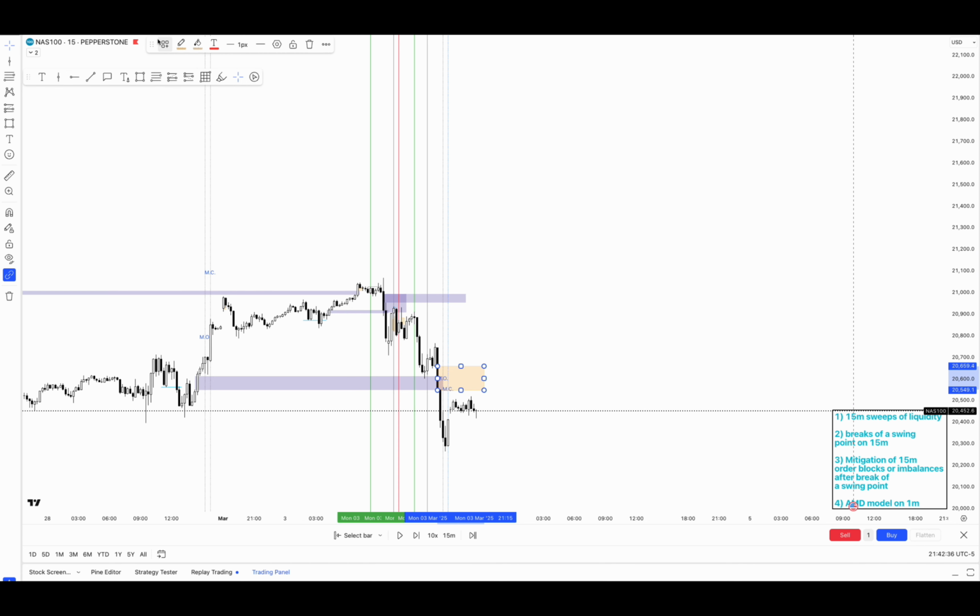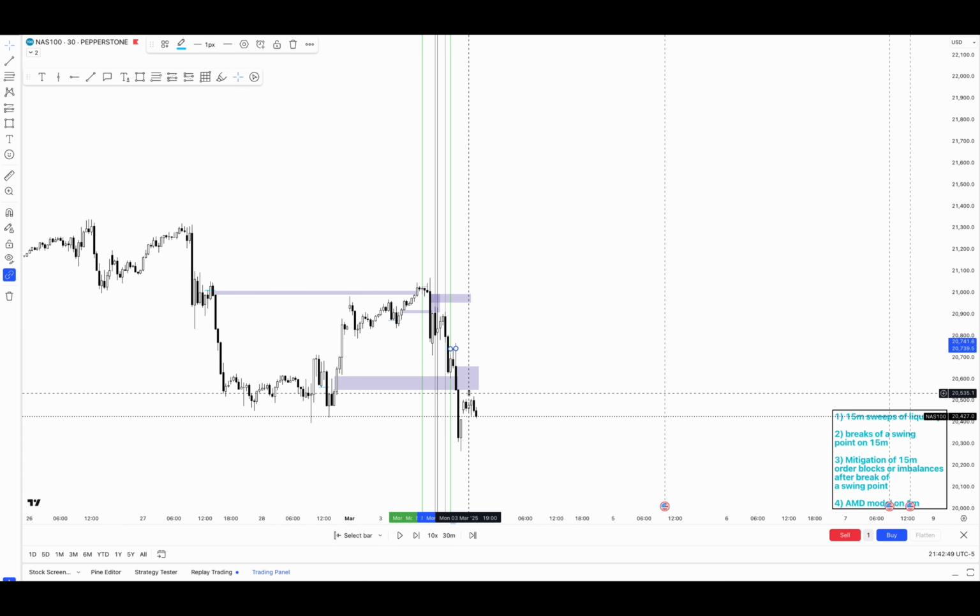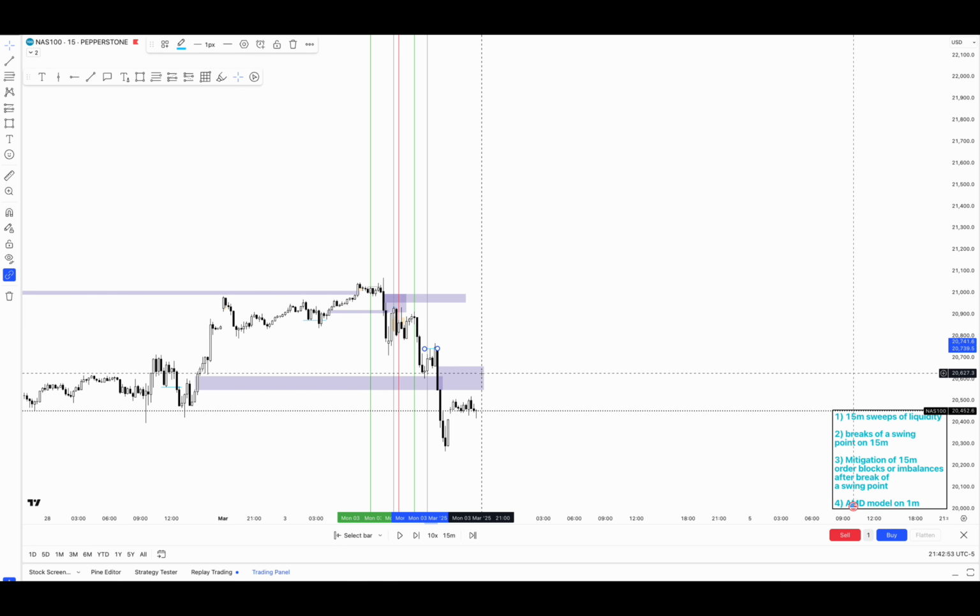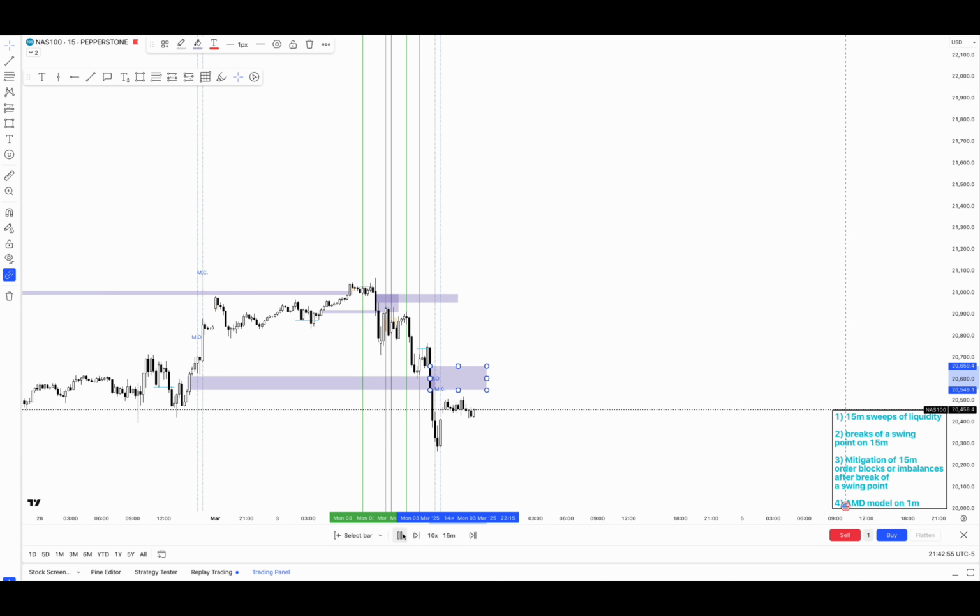Let me check the 30 minutes, see if that shows anything different. Same type of confluence or process right here. It sweeps this swing high, breaks these swing lows, leaves this imbalance. So let's see on the 30 minute if it's different. Same on the 30 minutes. Ideally I wanted it to push up higher to this area, then give a sell move, but let's see.